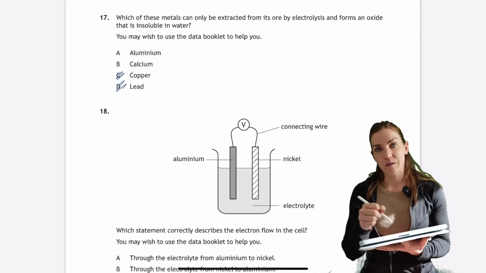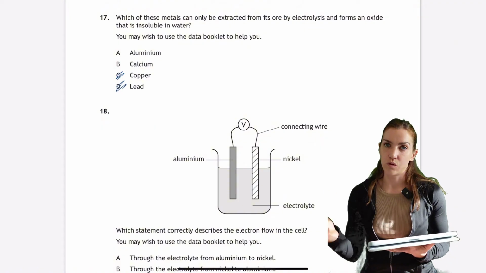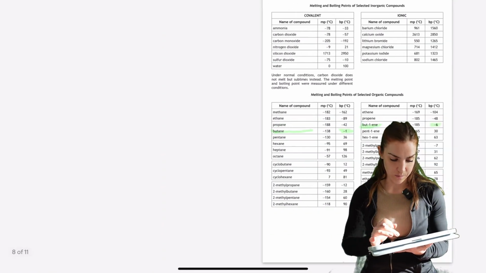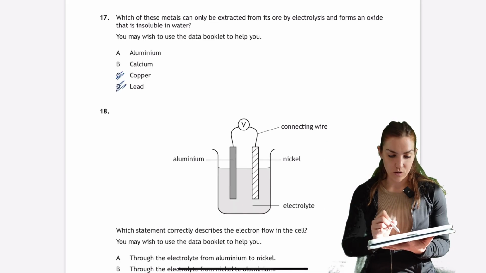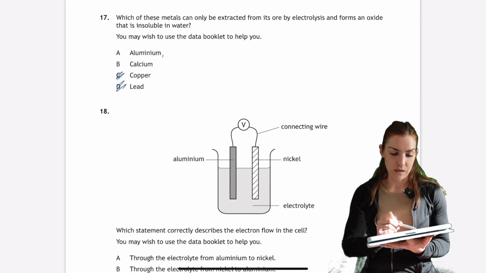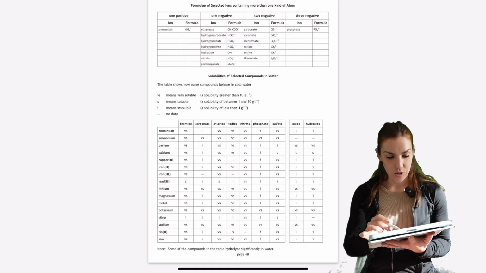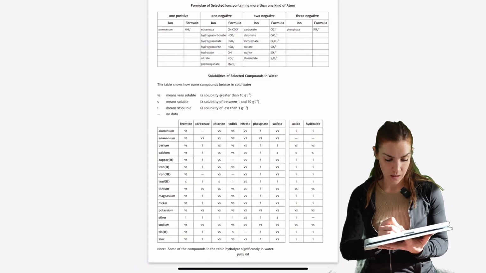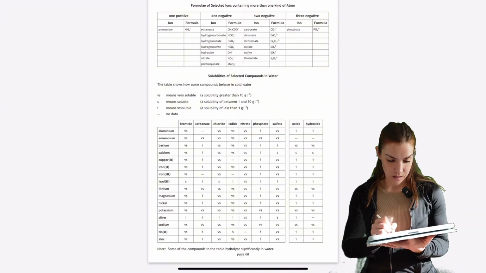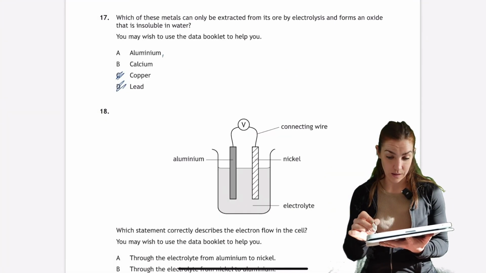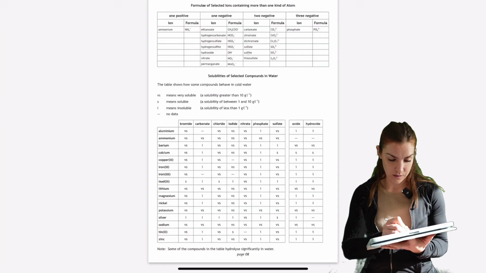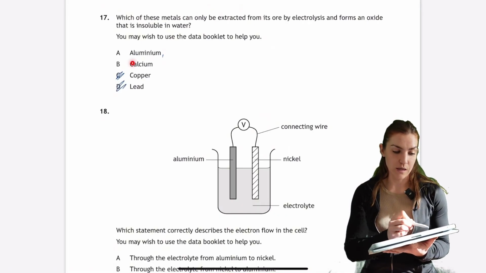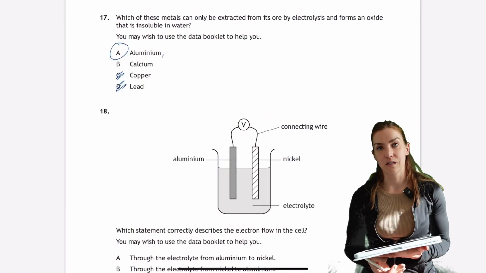Then to decide between aluminium and calcium, we need to look at what oxides they'll form if they're soluble. So then we need to use the insolubilities table. So if you're forming an oxide, it would be aluminium oxide and then calcium oxide. So we check the solubility of them. Aluminium oxide is insoluble, and calcium oxide is soluble. So the one with the insoluble oxide is going to be the aluminium, because calcium oxide is soluble.